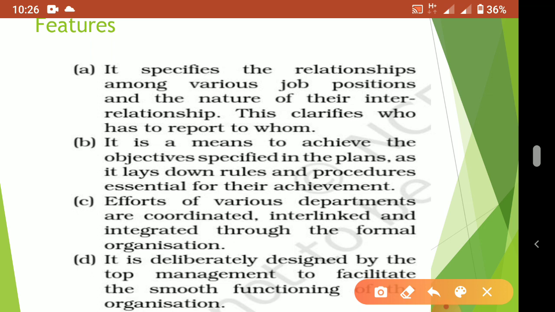The next is, it means to achieve the objective specified in the plans, as it lays down rules and procedures essential for their achievement.